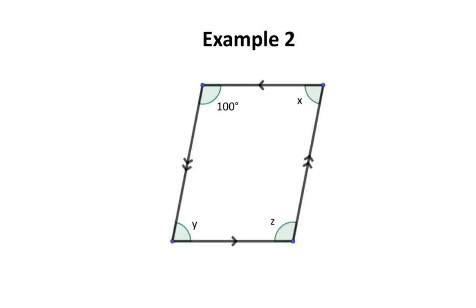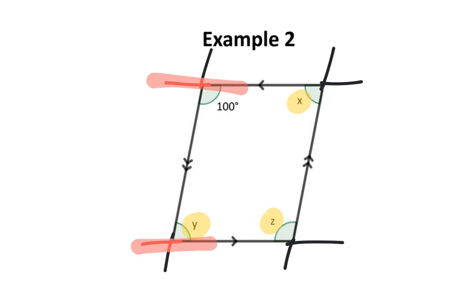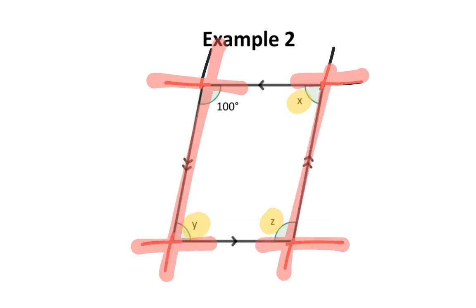In our second example, we need to determine these three unknown angles within a parallelogram. I'm going to be using the alternate shortcut method I showed you earlier. I'm going to extend these lines, which now gives me a set of parallel lines and a transversal, as well as another set of parallel lines and a transversal.